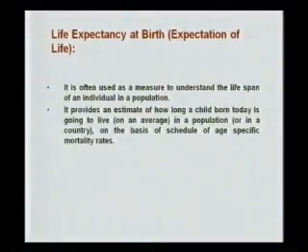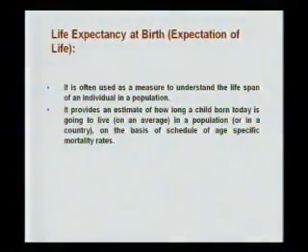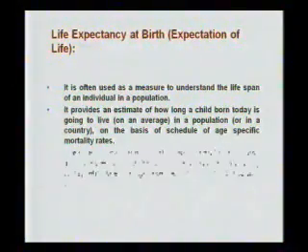but it provides an estimate of how long a child born today is going to live on average in a population on the basis of a schedule of age-specific mortality rates. Once you have the age-specific death rate, or age-specific mortality rate, which is the same thing, then you can calculate life expectancy at birth. And as a matter of fact, you can also calculate it at each age: at age 5, age 20, age 30, age 40, age 60. Basically, it is done through the life table.